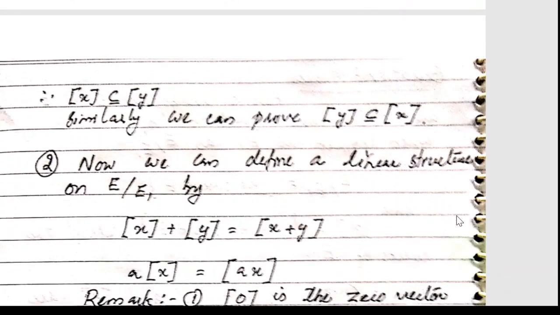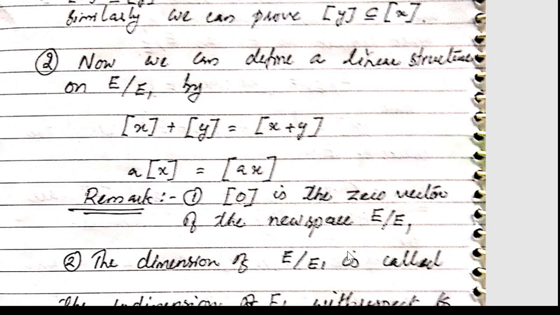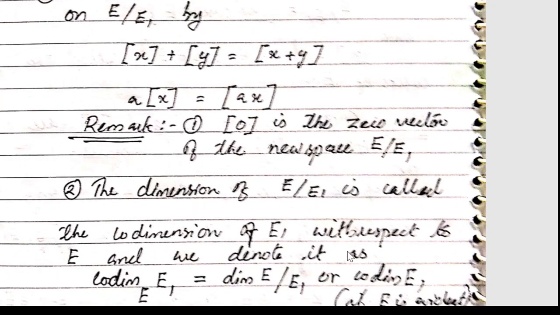Now we define a linear structure on E by E1 by the coset addition, that is, coset of x plus coset of y is equal to coset of x plus y, and a times coset of x is equal to coset of ax. As a remark, the coset of 0 is the 0 vector of the new space E by E1.